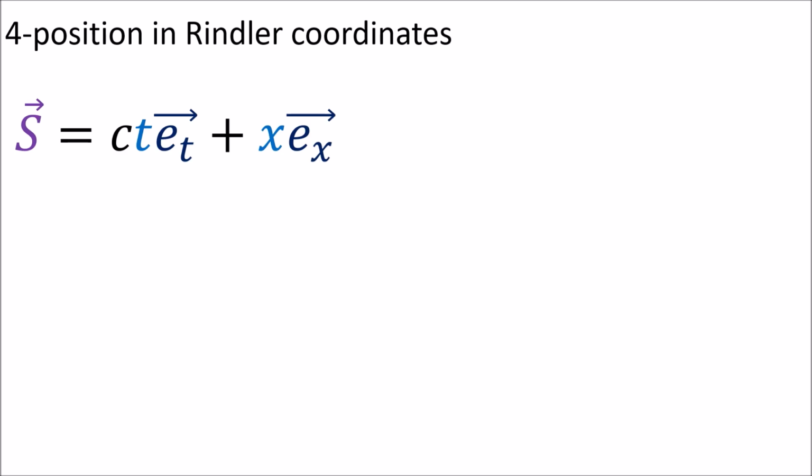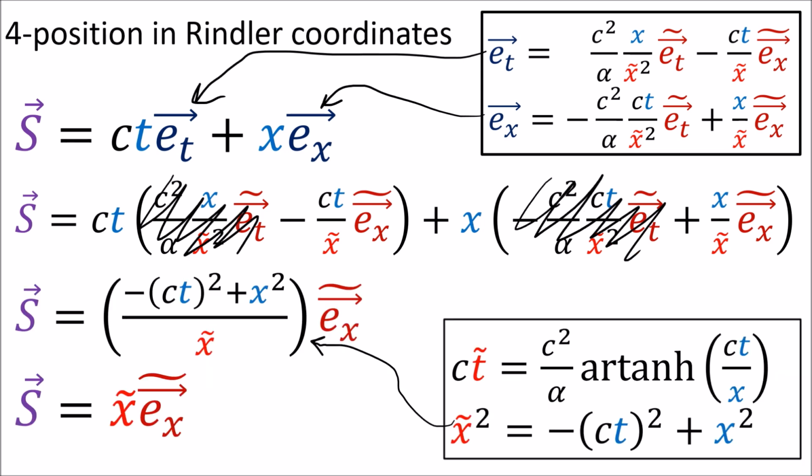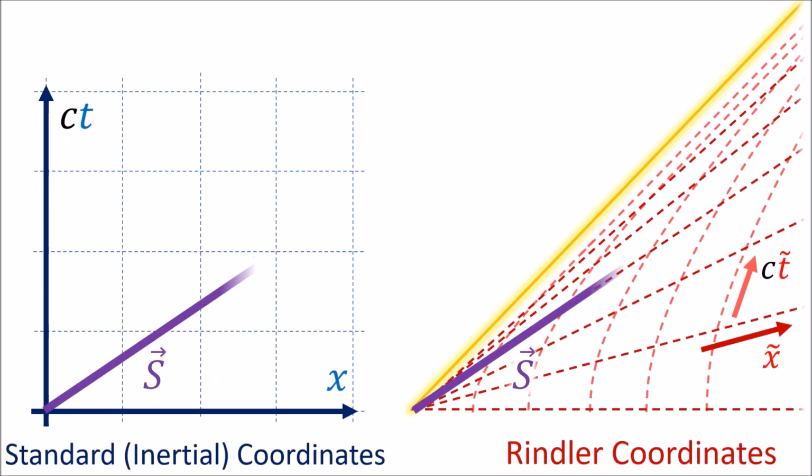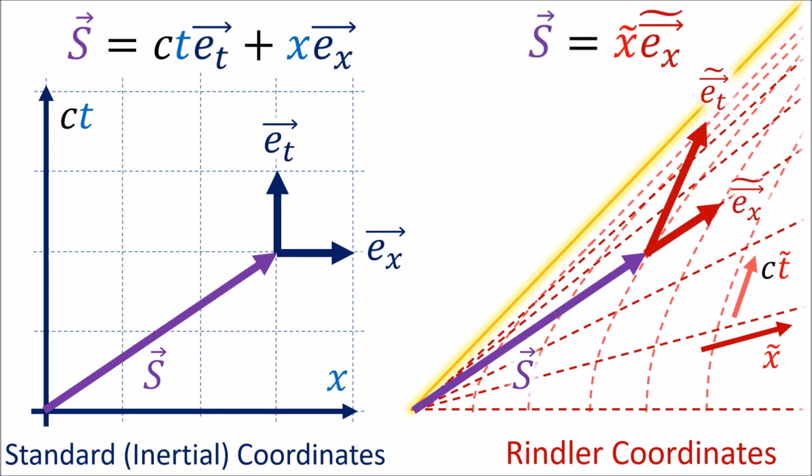Now, in inertial coordinates, the four-position vector S equals ct e_t plus x e_x. But using the change of basis equations I just talked about, we find that in Rindler coordinates, S just equals x tilde e_x tilde, with 0 time component. This is because the four-position vector S is always parallel to the e_x tilde basis vector in Rindler coordinates. So we can build S completely out of e_x tilde basis vectors.